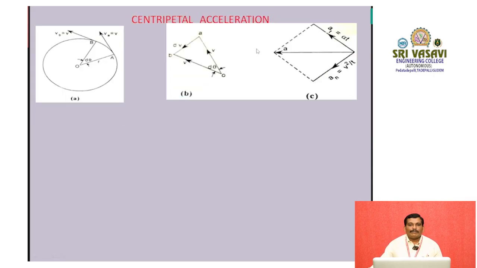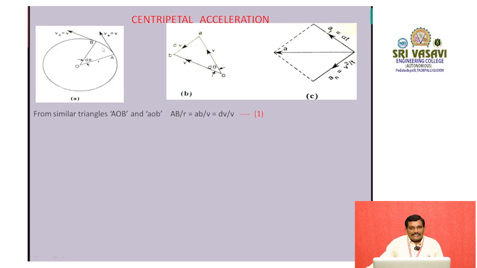And next, centripetal acceleration. Consider a particle moving with uniform velocity. The velocity at any point is tangential to the path of motion of the particle. Though the speed is constant, there exists an acceleration due to change in the direction of velocity. This acceleration is called centripetal acceleration. This acceleration is directed towards the center. This is a normal acceleration or a radial acceleration.